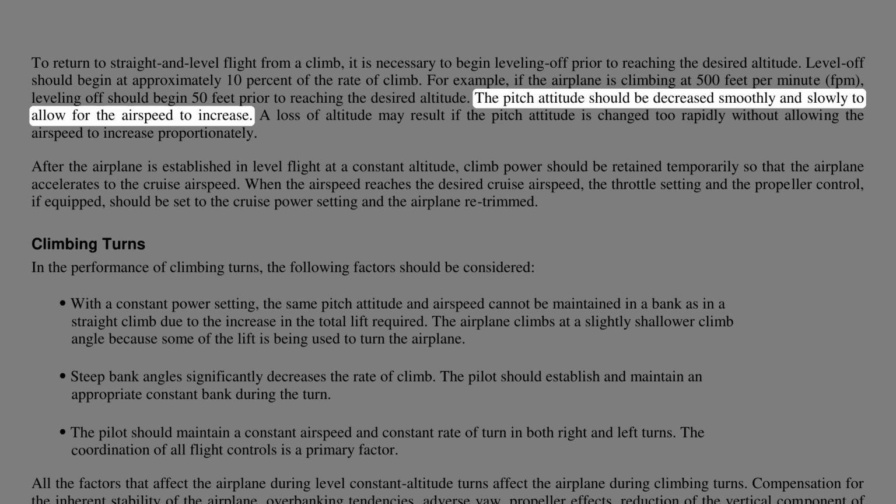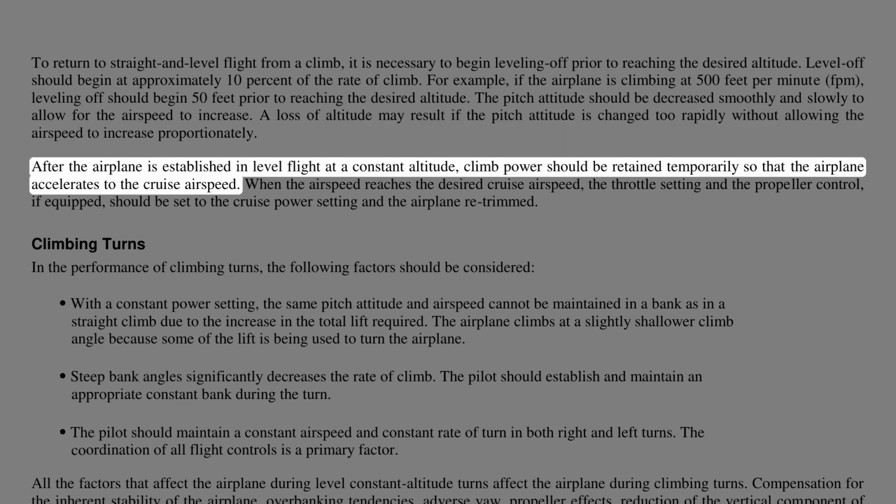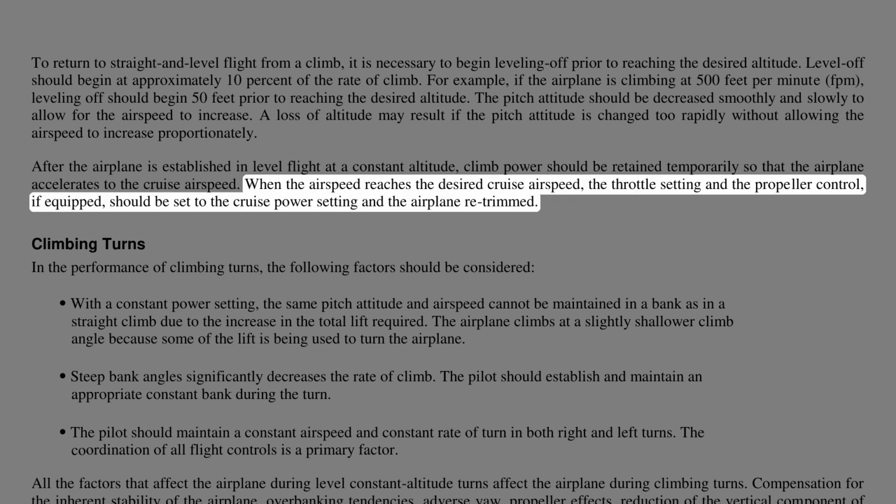The pitch attitude should be decreased smoothly and slowly to allow for the airspeed to increase. A loss of altitude may result if the pitch attitude is changed too rapidly without allowing the airspeed to increase proportionately. After the airplane is established in level flight at a constant altitude, climb power should be retained temporarily so that the airplane accelerates to the cruise airspeed. When the airspeed reaches the desired cruise airspeed, the throttle setting and the propeller control, if equipped, should be set to the cruise power setting and the airplane retrimmed.